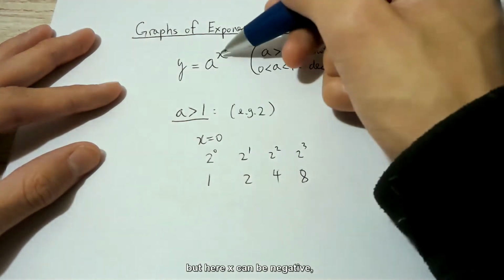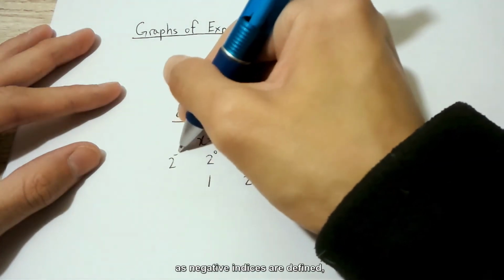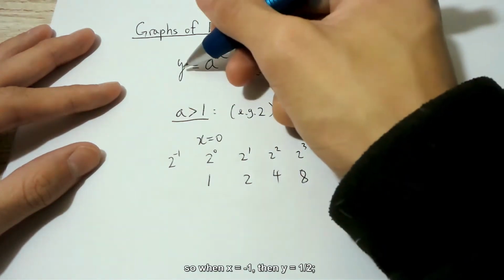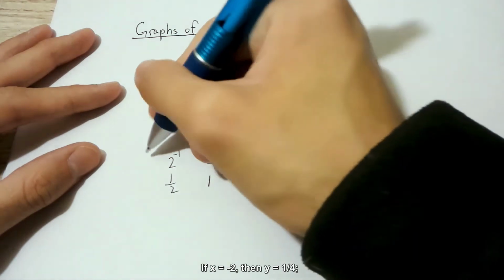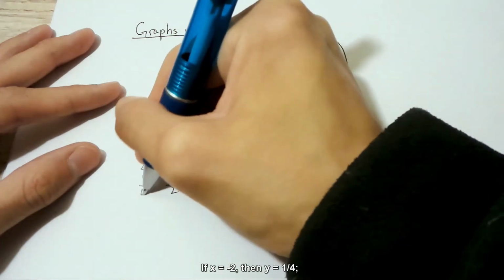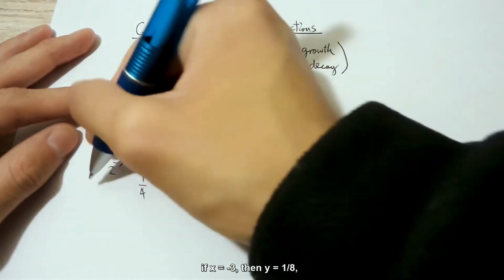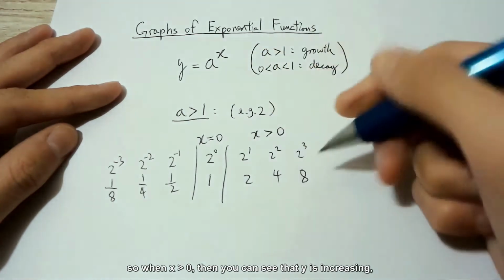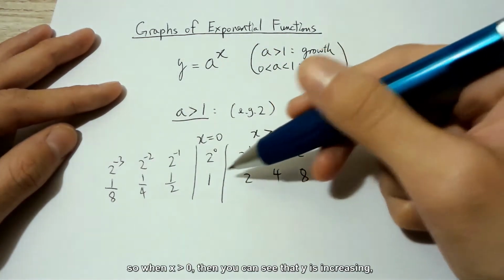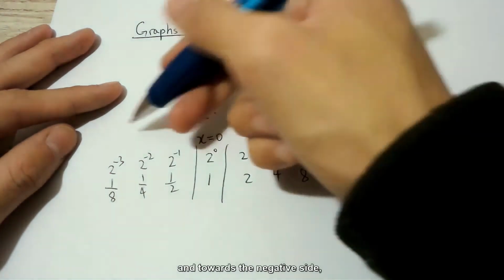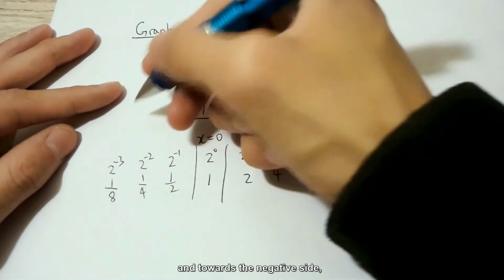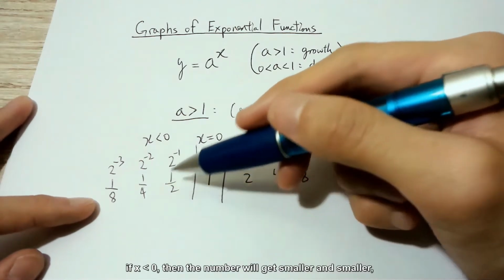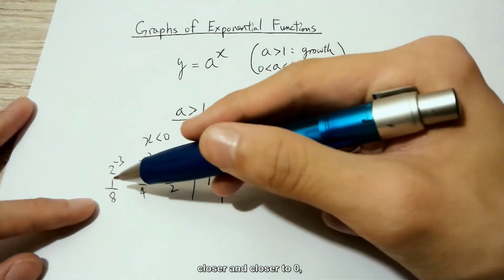But here x can be negative, as negative indices are defined. So when x is minus 1, then the value of y will be half. If x is minus 2, then the value of y will be 1/4. If x is minus 3, then it will be 1/8. So when x is positive, then you can see that the value of y is actually increasing. And towards the negative side, if x is negative, then you will see that the number will get smaller and smaller, closer and closer to 0.